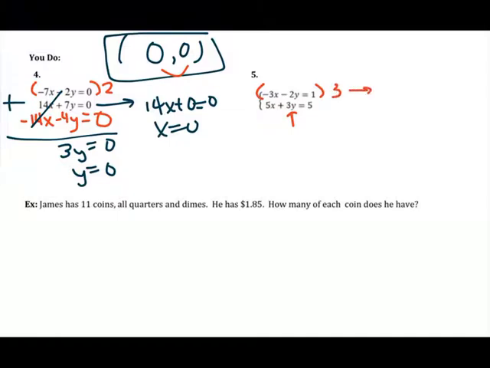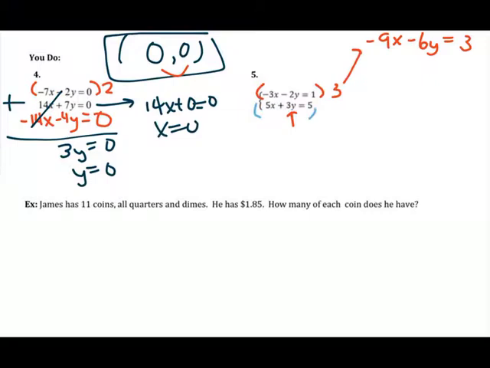And when I do that, I'm going to go up here so I have more space. That's going to give me -9x minus 6y equals 3. So I took the top equation, I multiplied every term in the top equation by +3.